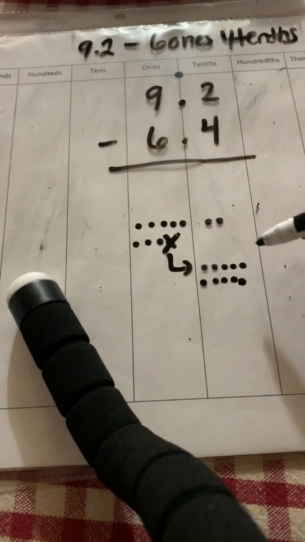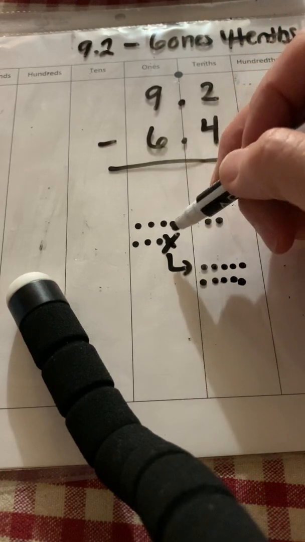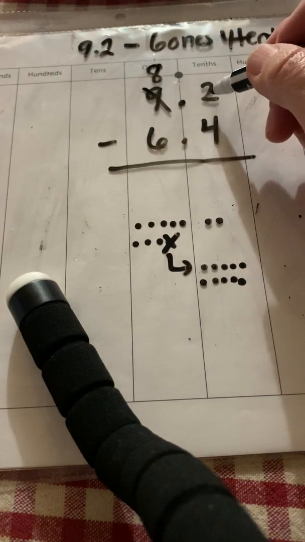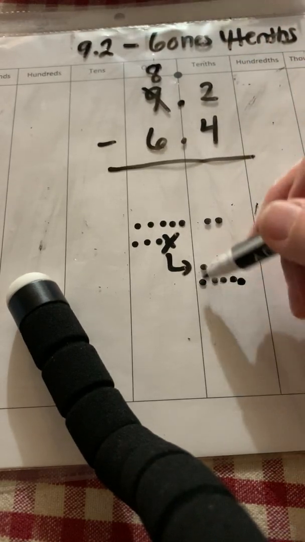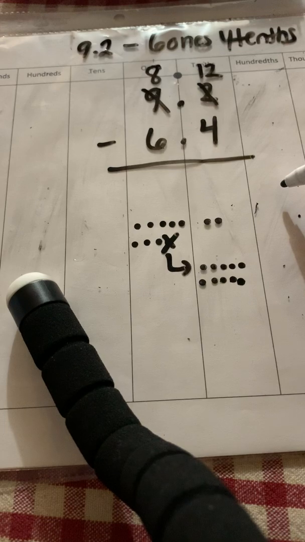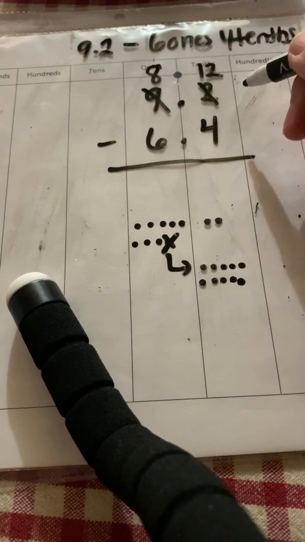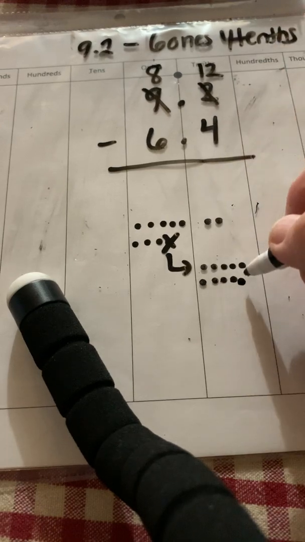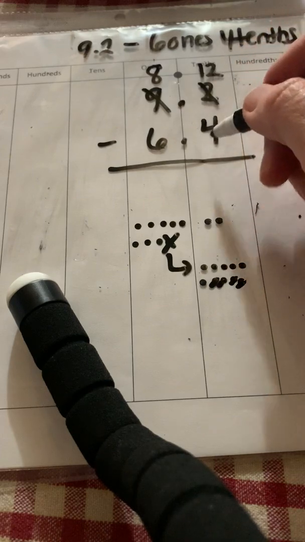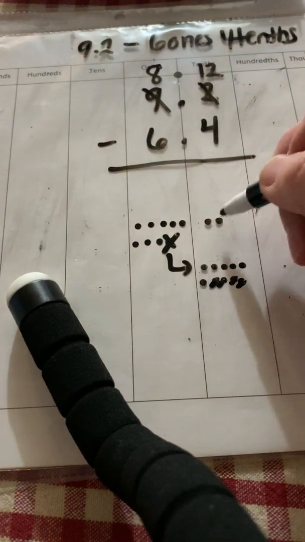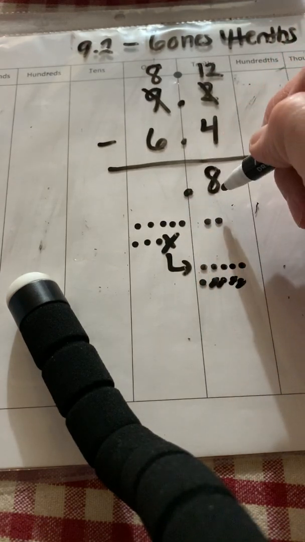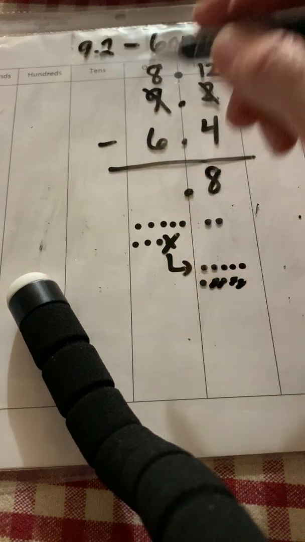Then make your standard algorithm match your chip model. I had 9 ones, but now I have 8 ones. I had 2 tenths, but now I added 10 tenths. 10 plus 2 is 12. Now I'm ready to subtract. 12 take away 4. Cross out 4 of the tenths. 12 tenths take away 4 tenths leaves me with 6 tenths here and 2 tenths here, which is 8 tenths. Put up my decimal. 8 ones take away 6 ones.